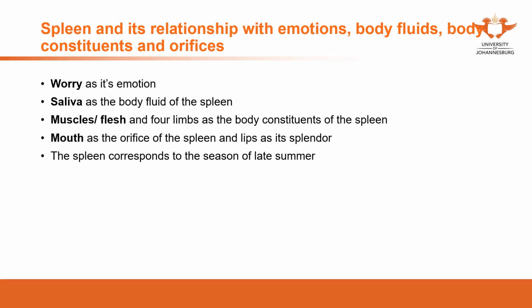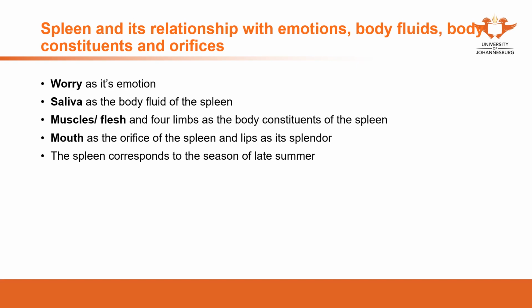Muscles and flesh and the four extremities are the body constituents of the spleen. From this point of view, in the treatment of atrophy it is very important to focus on the spleen. The atrophy mainly refers to muscle atrophy. So the treatment needs to focus on the spleen, to tonify the spleen, to recover the spleen function. Once the spleen function has been recovered, the body can have better acquired qi, which is the nutrition.